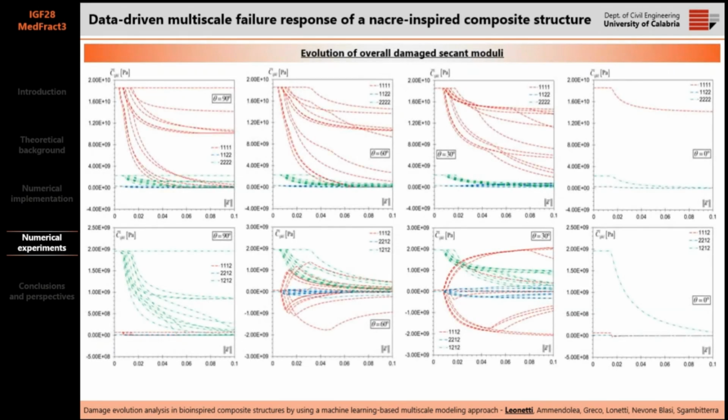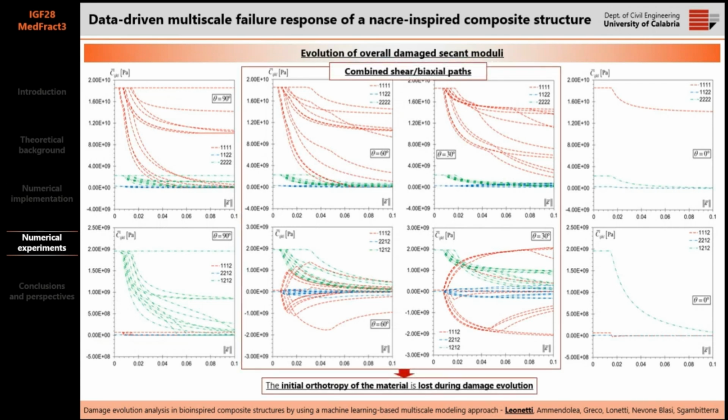In this slide, you can see the evolution of the macroscale moduli components as a function of the applied microstrain. These are micromechanical data which are used in the training phase. In particular, you can see that in the combined shear biaxial path, the initial orthotropy exhibited by nacre is lost during damage evolution. So this confirms the capability of the model to simulate fully anisotropic behavior.